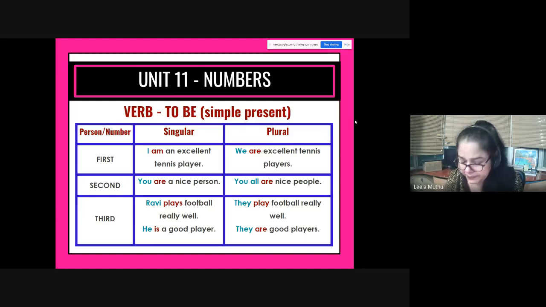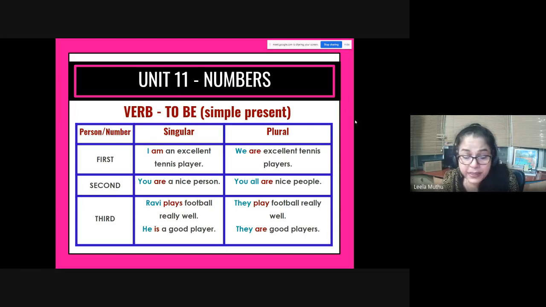Right? So, we are excellent tennis players. You all are nice people. They play football. Now, remember what I told you in the singular, like he, she, or it. You'll say he plays, she plays, it plays when there is only one subject. But in the plural, you will change it to are, because you will say they. We're talking about a group of people now.